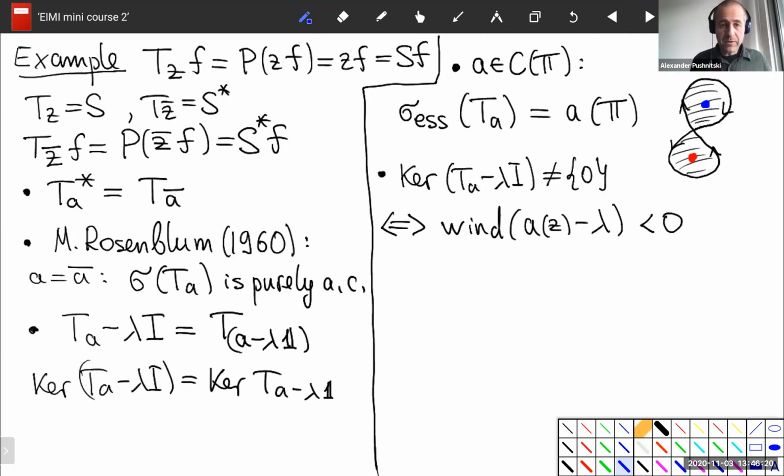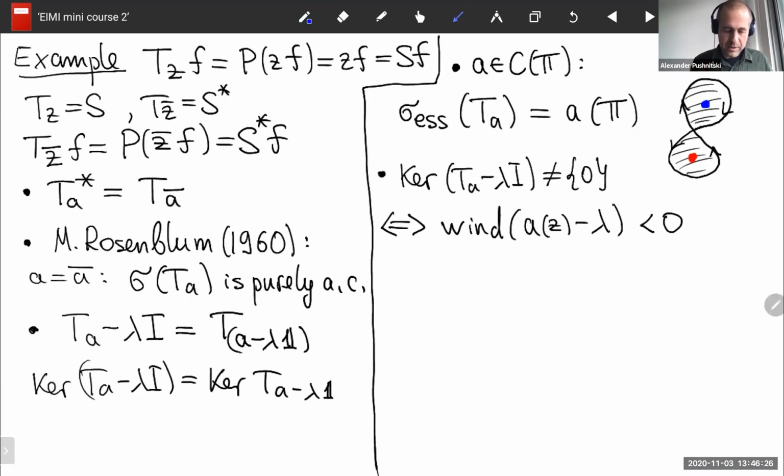No, but on the next several lines we do not assume A to be real valued. Sorry, I didn't say this. So here we are talking about a real valued symbol. After this, the symbol is no longer real valued. It's just some complex valued symbol. And this is consistent with this result about essential spectrum, for example. Exactly.